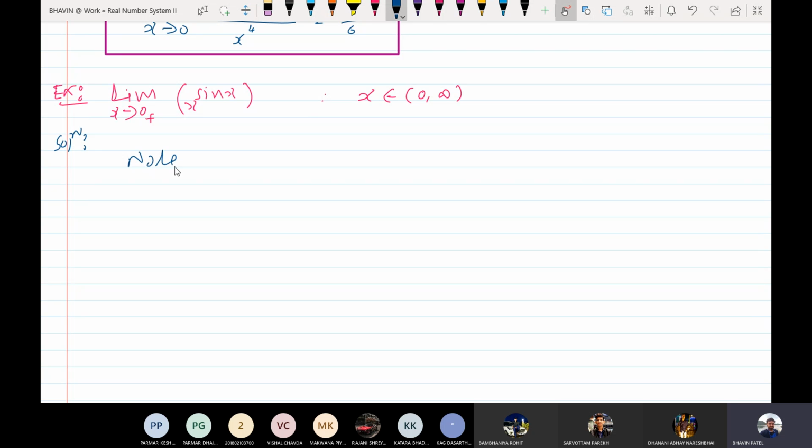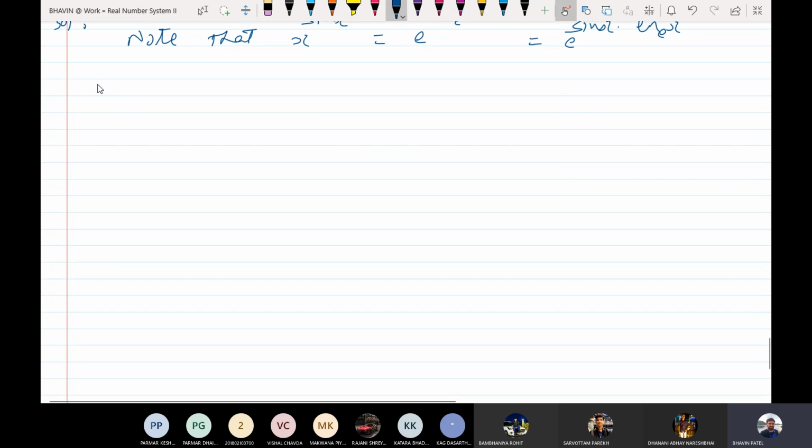I can write it in this way: x raised to sine x is e raised to ln of x raised to sine x, base e, which is e raised to sine x ln x, base e. Okay, so suppose I want to find out this limit, it is sufficient to evaluate the limit of the exponent as x tends to 0 plus. So now let me evaluate this limit.